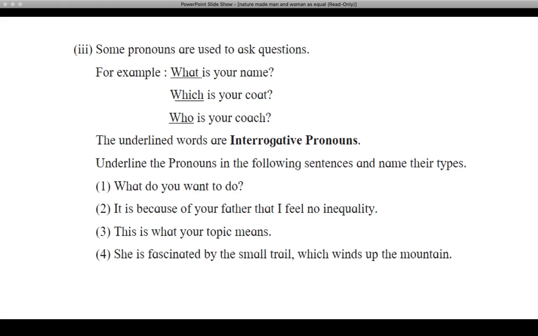Some pronouns are used to ask questions. For example, what is your name? Which is your coat? Who is your coach? The underlined words are interrogative pronouns. You already know what interrogation means, yes or no, where you ask questions. So here, WH words like what, when, where, all of these are also pronouns, and therefore they are known as interrogative pronouns. Now, there is a small exercise over here given for you. Underline the pronouns in the following sentences and name their types. So, read through this again and you will do this on your own in the textbook itself.